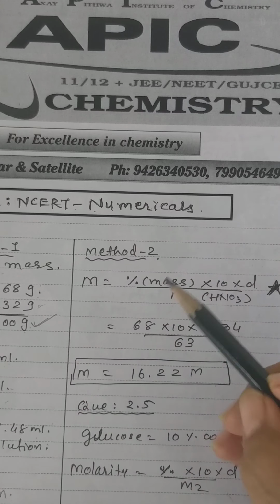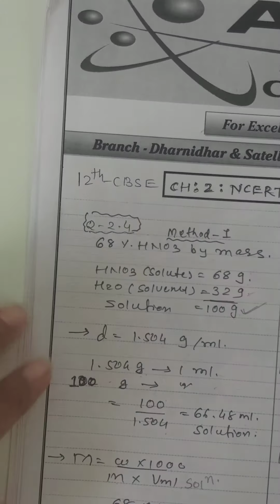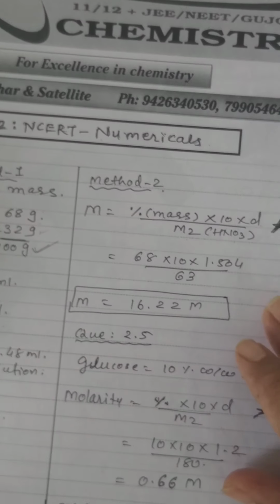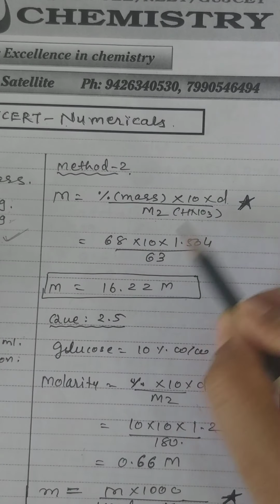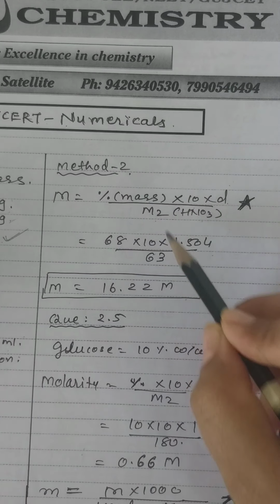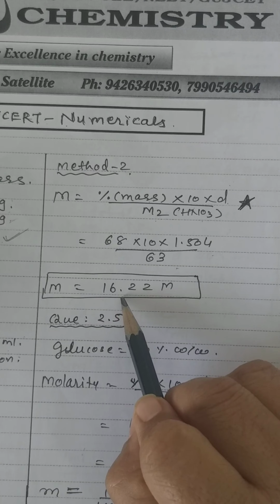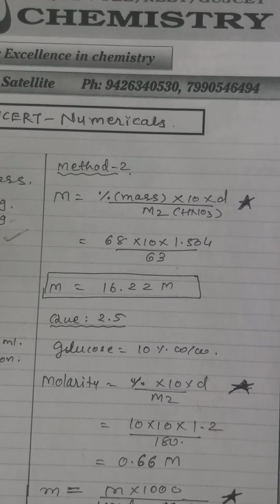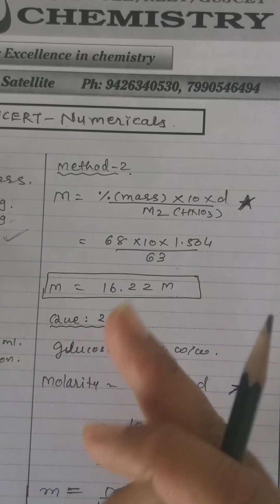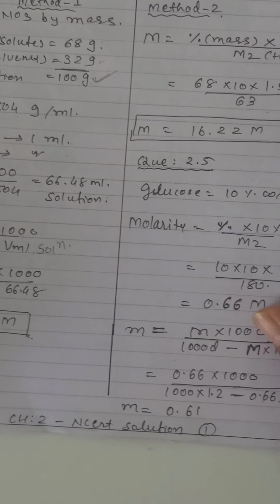The percentage mass is given in the question, that is 68%, so we will put that here. 10 is already in the formula. Density is given, 1.504, upon molecular mass, which we calculated as 63. So molarity is equal to 16.22 molar. There is a little bit of difference between these two answers, but you can calculate it in decimals. I have written the approximate value.